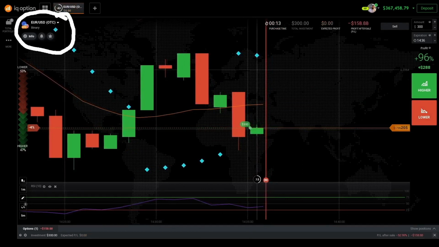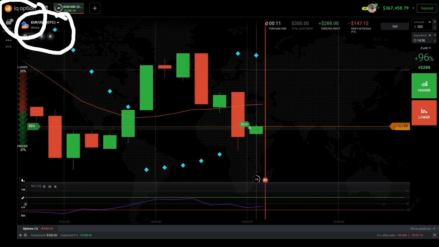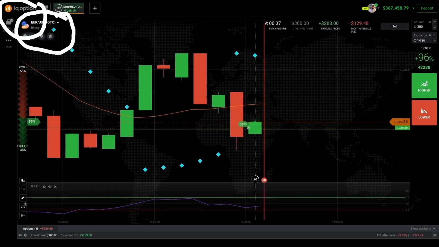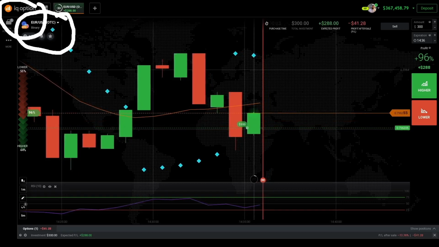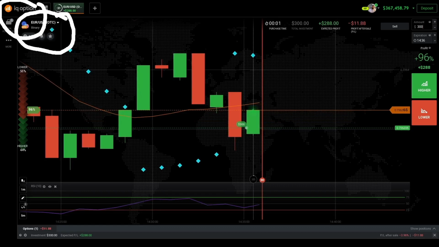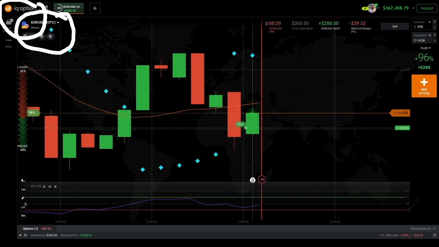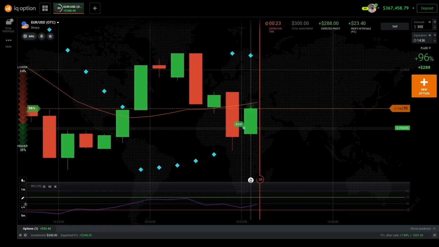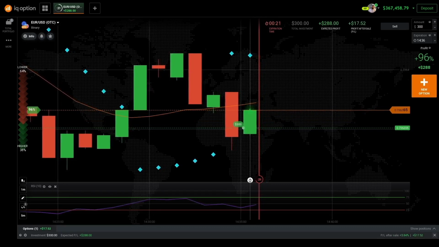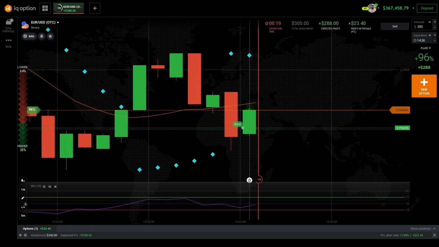Here I'm trading Euro USD on IQ option, but you can trade on pocket option, binary option, Codex. There's plenty of good platforms. You need to do your own research. I can't advise you any one of them. You need to do your own research before choosing the perfect platform for you. I like to trade with IQ option, but I'm not saying that IQ option is the best.